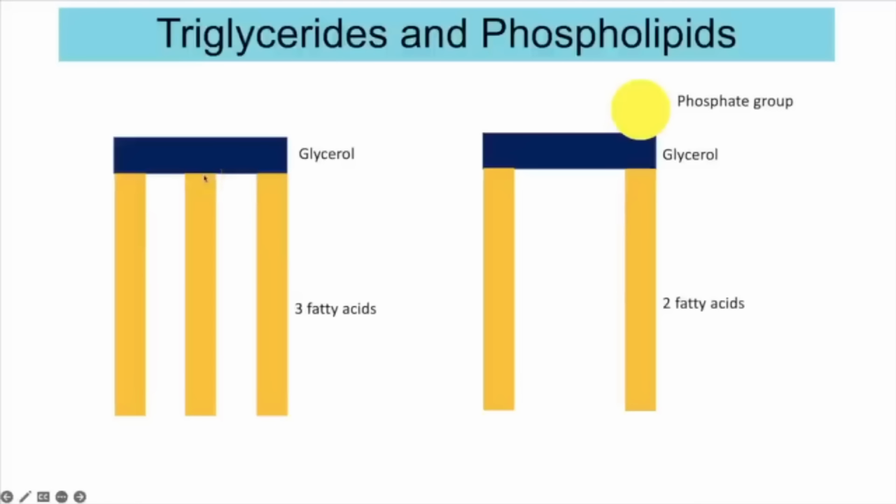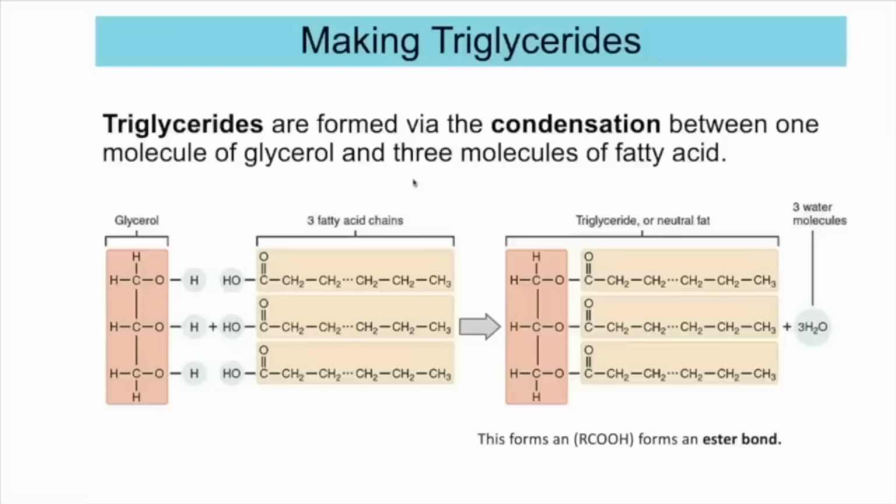They are very similar in structure. They both have a glycerol molecule here, which is sometimes described as the glycerol backbone, and they then have fatty acids attached to them. A triglyceride has 3 fatty acids, whereas a phospholipid has 2 fatty acids, and instead of the third, it has a phosphate group attached to it. So the way that those molecules are made is very similar, but this one is just focusing on the triglycerides.